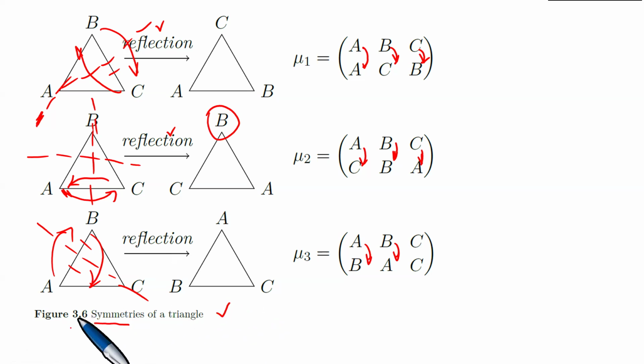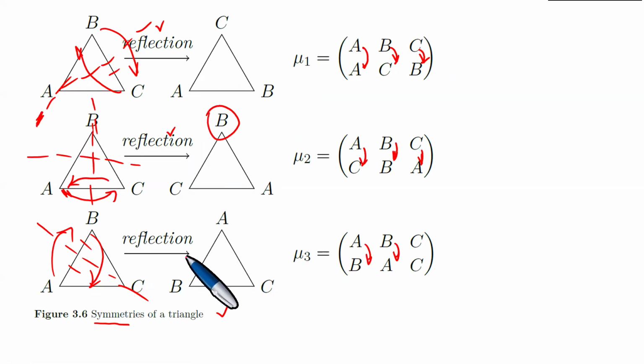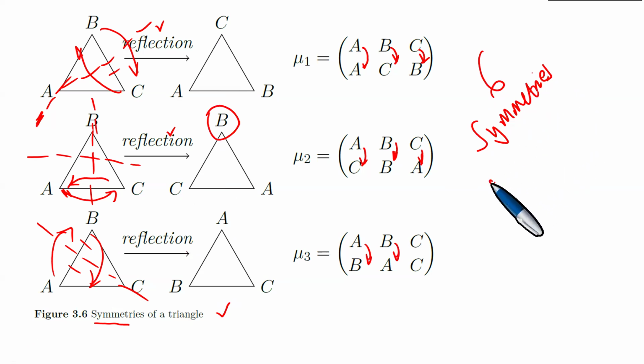So now let's summarize. Two rotations, one identity, three reflections. You have 6 symmetries of a triangle. We've seen the 6 symmetries of a triangle.